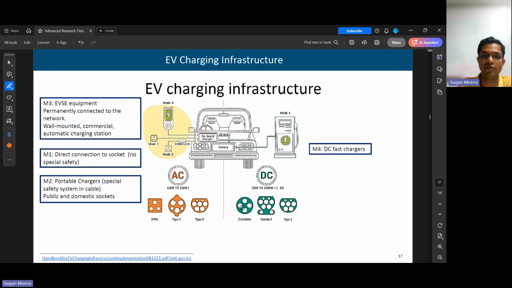Here you can see four modes of charging: mode 1, mode 2, mode 3, and mode 4. Mode 1 is the most direct connection to the socket, where there is no safety connection or safety aspect required.